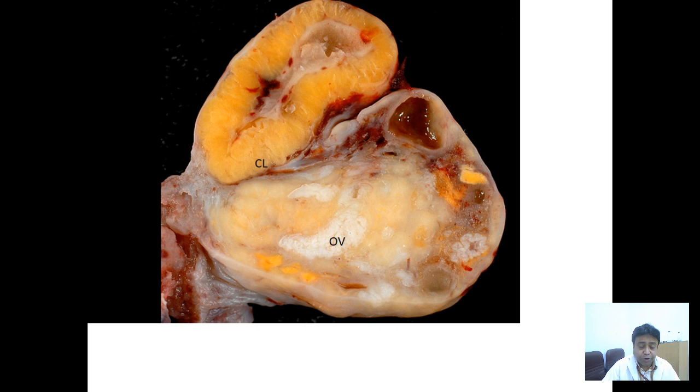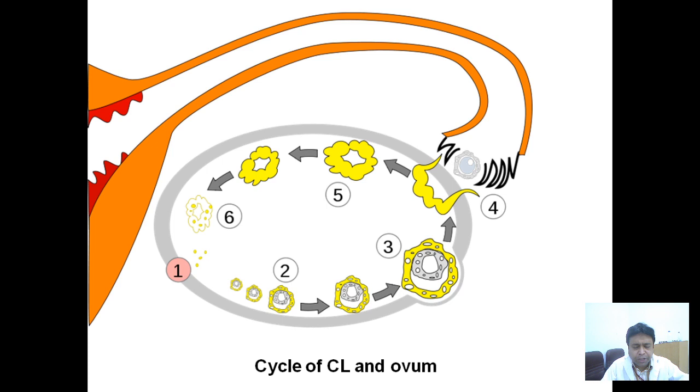Okay, until the placenta takes over the functions. Just to show you the corpus luteum's image, this is something we have discussed: how the egg is released and how the corpus luteum has to be functional. It becomes functional only if there is a fertilization by the sperm, and then the corpus luteum survives so that the pregnancy can be supported.